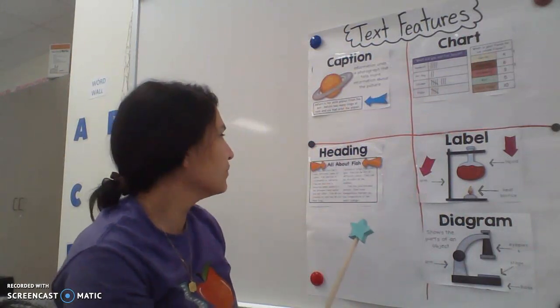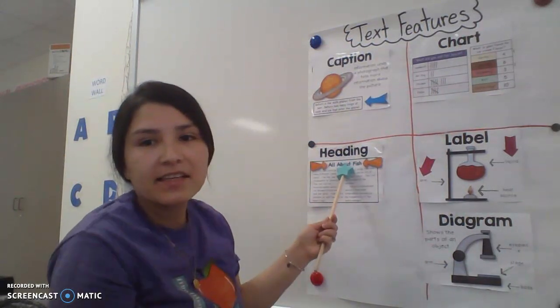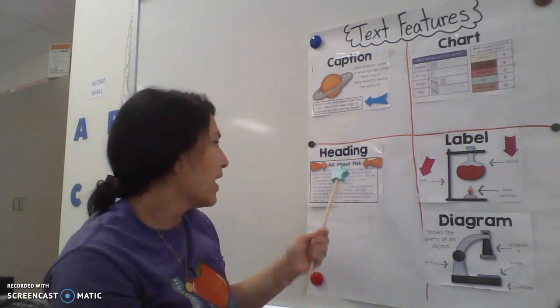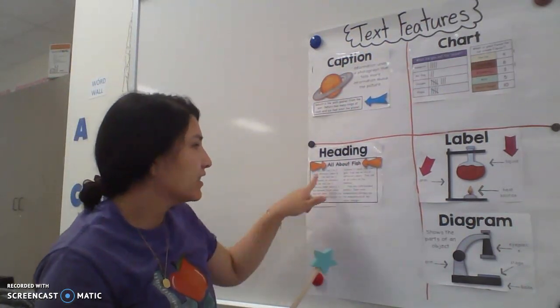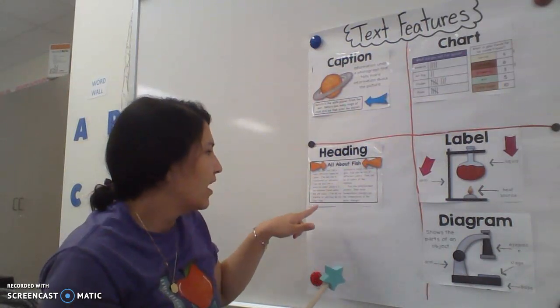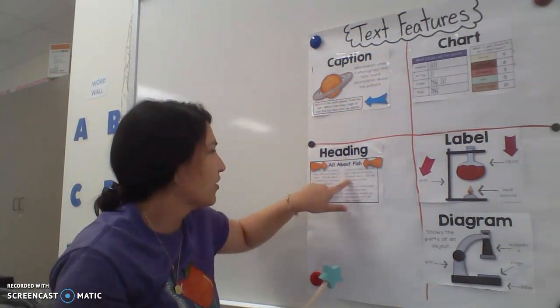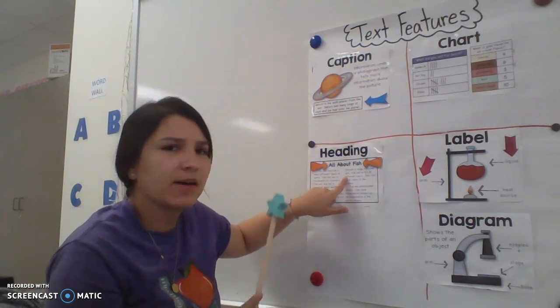Okay? And heading. Headings tell what part of a text is about. So right here where the arrows are, it says all about fish. And last time I read the first two sentences, I'm going to start at this paragraph right here and see if it's still about fish.